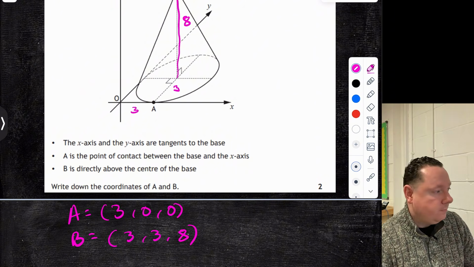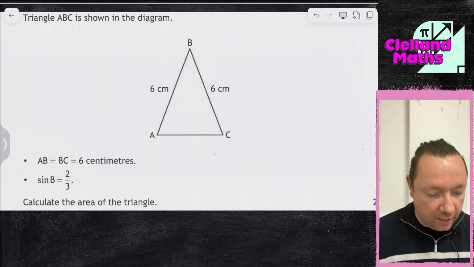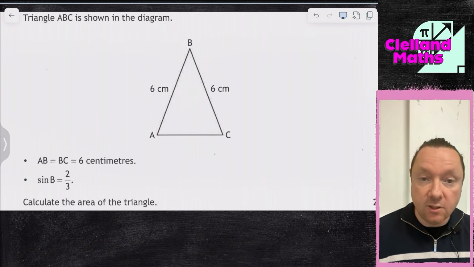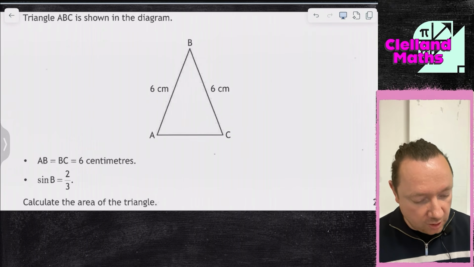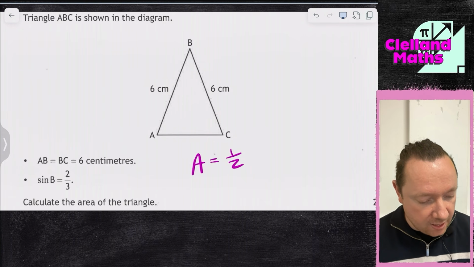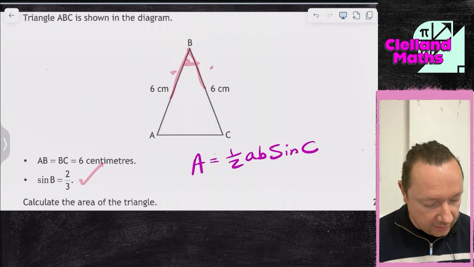And I'm done there. SQA National 5 Maths 2025, Paper 1, Question 5. Triangle ABC is shown, AB and BC are 6. Sine B is 2/3, find the area. So start with exam paper, area is a half AB sine C. Doesn't matter about this, all that matters is that the angle in between is the one you're looking at, and two sides. So I've got the angle in between, and two sides.